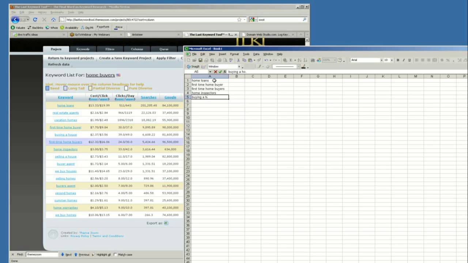Well, it's got like 6,000 searches a day on it. Yeah, it's beautiful. And home inspectors we did. Selling a house is a completely other market. Buyer agent. Buyer agent. That's something you want to look at.